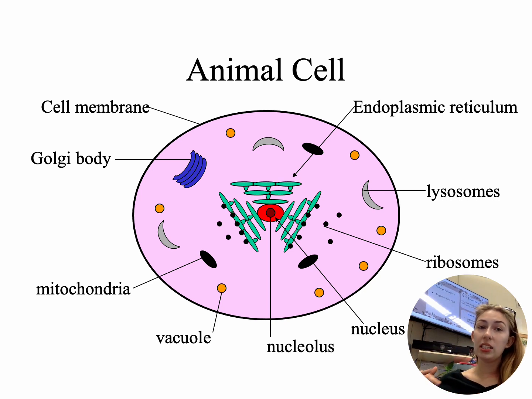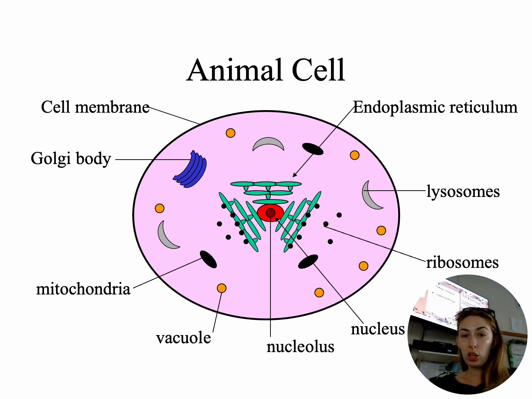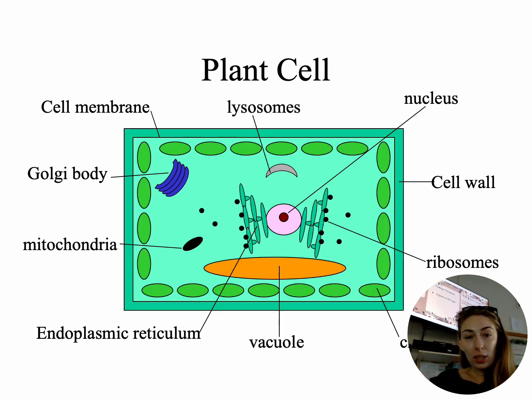Now, there is a difference between animal cells and plant cells. Our animal cells are going to have a cell membrane. They're going to have endoplasmic reticulum, lysosomes, ribosomes, a nucleus, nucleolus, vacuole, mitochondria, and Golgi body. Keep in mind, we are going to go through all the functions of these. Just wait, don't worry.